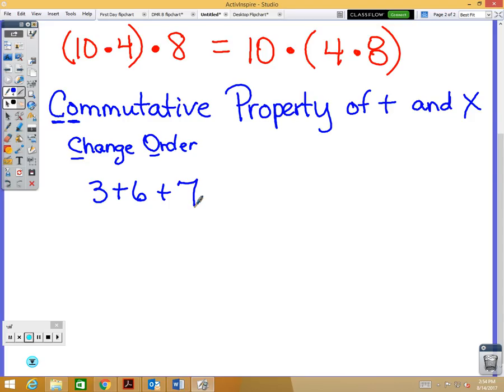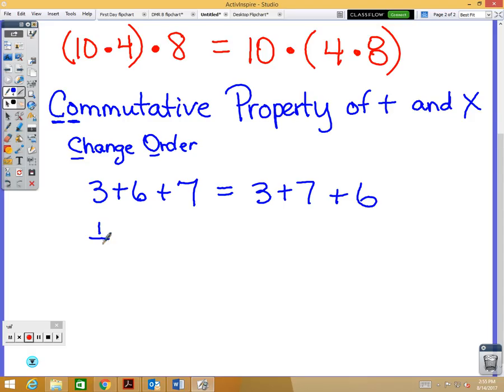It would be easier if we did 3 plus 7 plus 6, because 3 plus 7 gives you 10. Again, an easier number to work with. Okay? And we change the order. So associative is changing the parentheses, commutative is changing the order. And it works the same way if we have multiplication.